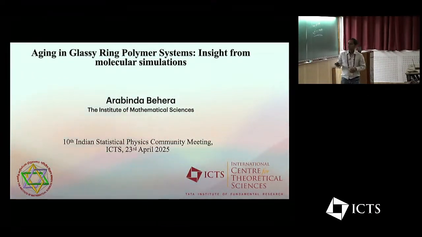Today I'll be talking about aging in glassy ring polymer systems. Aging basically refers to the physical aging of the system, where the physical properties continue to change because glassy systems are out of equilibrium.